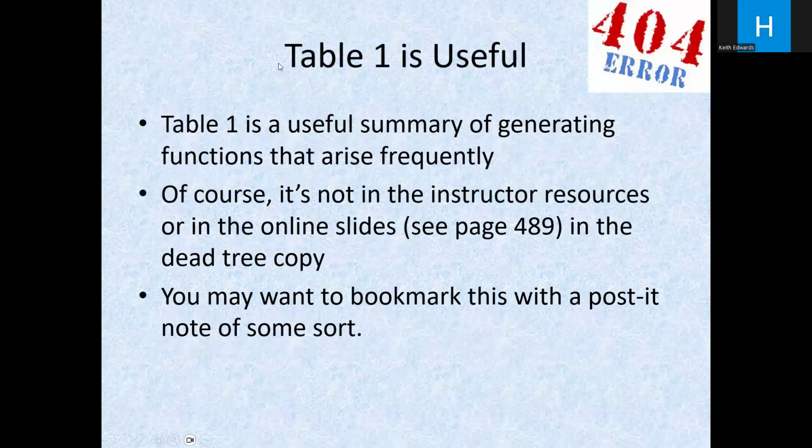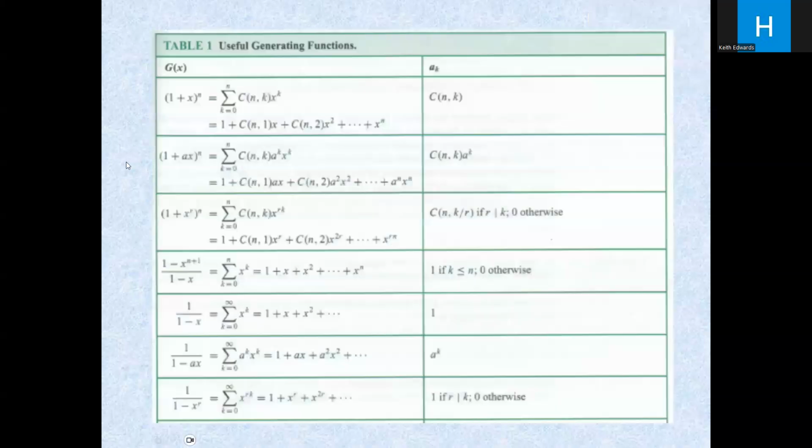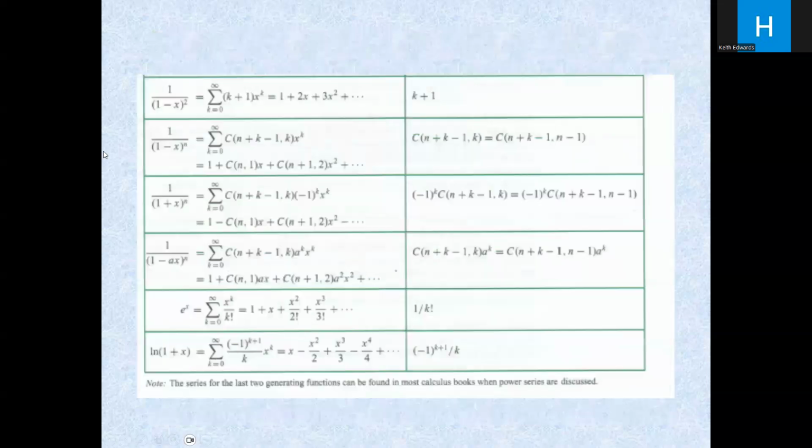So table 1 is pretty darn useful, and it's not in the instructor's resources or the online slides, but it is actually in the textbook on page 489. I recommend bookmarking it or a post-it note, or just printing that table out, because it's pretty useful for knowing what the different generating functions are and the different ones that you have to use. So here's table 1. I did take the trouble to scan it in, and it's in two different parts.